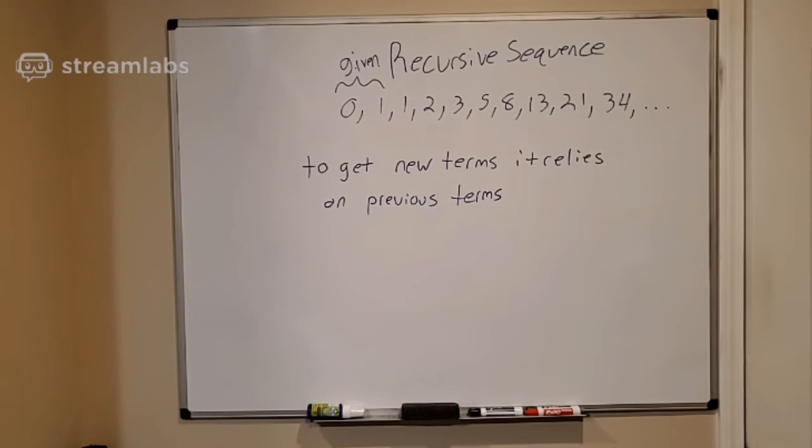Find the 18th and 19th. So you're going to find the 18th and 19th. Well, how do you find the 18th and 19th? You have to find all the ones before them. So while finding the 30th term, really not that bad.